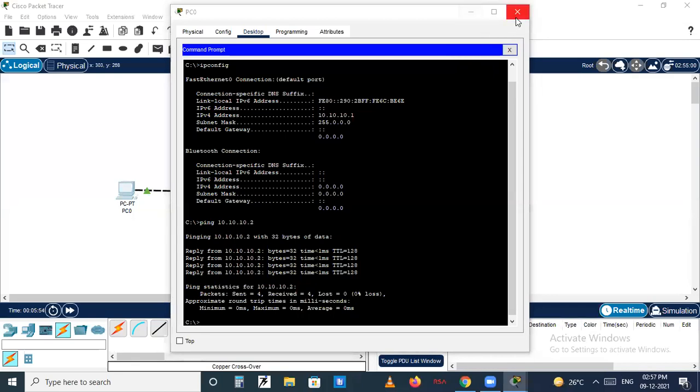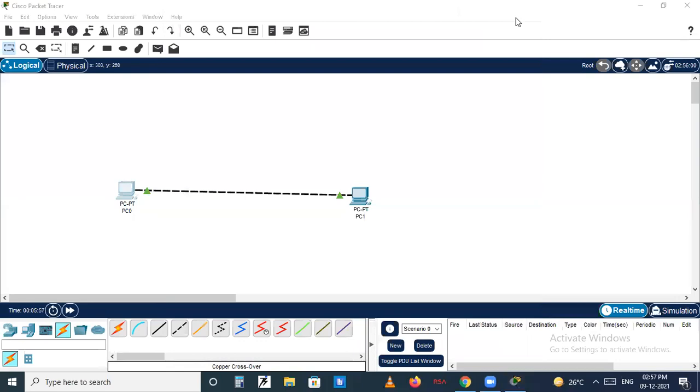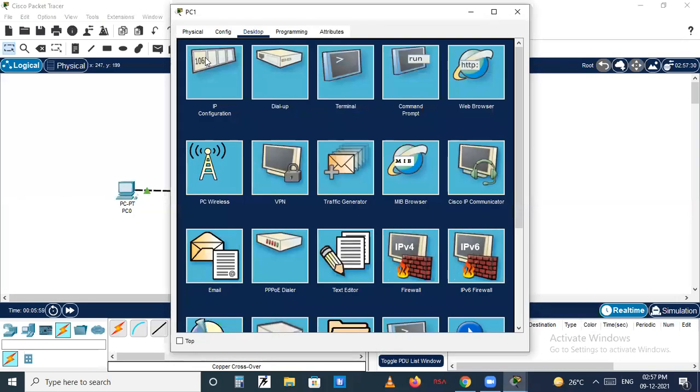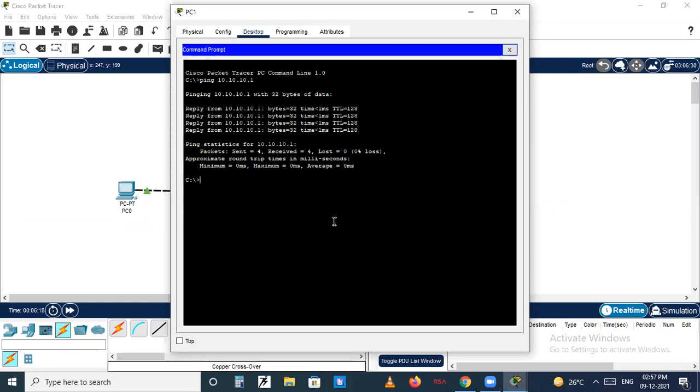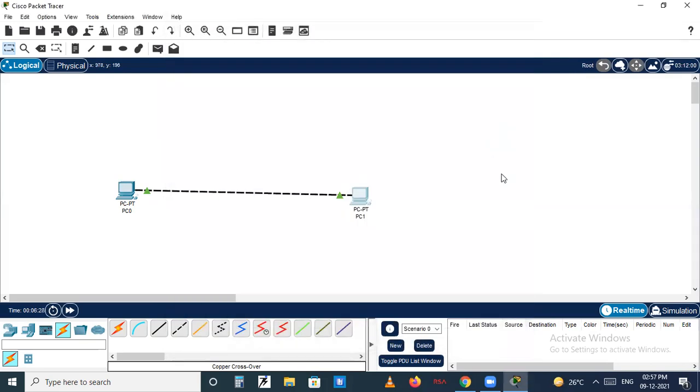Now, if you want to send packets from this device to the first one, the IP address of this is 10.10.10.2, as you already know very well. So we will start ping 10.10.10.1, which means we are on 2 and we are pinging 1. Yes, we are receiving the reply. It means it is possible to send messages from 1 to 2 or 2 to 1. No problem. So that was our first practical, and we have completed it.